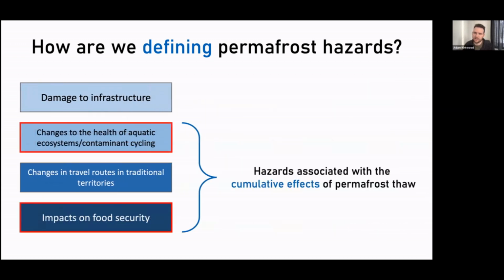Where I come into this is these two potential hazards that are outlined in red, the changes to the health of aquatic ecosystems and contaminant cycling and the impacts on food security, because these are cumulative effects. As the permafrost thaws, it can start mobilizing mercury. Mercury can be methylated and find its way into food chains, which can have impacts on food security.